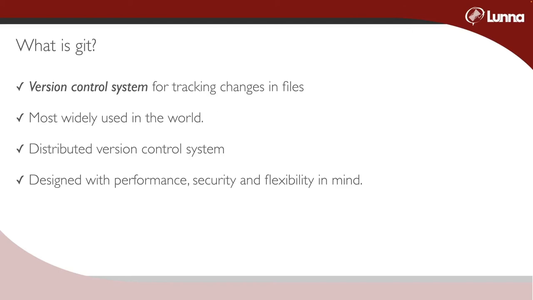Git is actually the most widely used modern version control system. It's basically for tracking changes in files. It's a distributed version control system for tracking the changes in your files. So it's the most widely used again, and it was designed with performance, security, and flexibility in mind.